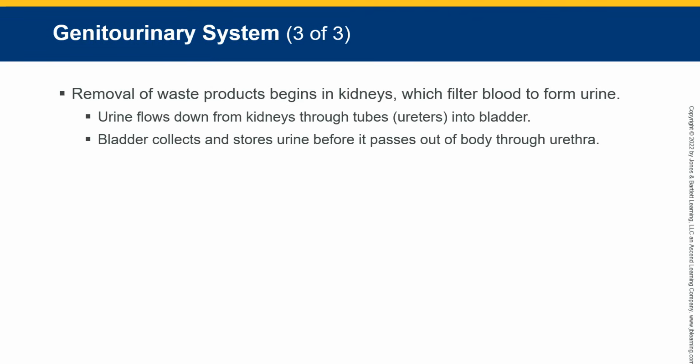We also have the genitourinary system, where the kidneys are a main player as they filter extra fluids out and send it down through the ureters to the bladder. Right? Urine flows from the kidneys through those ureters to the bladder. The bladder collects it, stores it, and passes it out through the urethra. Everybody's got a bladder. Everybody's got a urethra. Everybody's got a ureter, whether you're male or female.